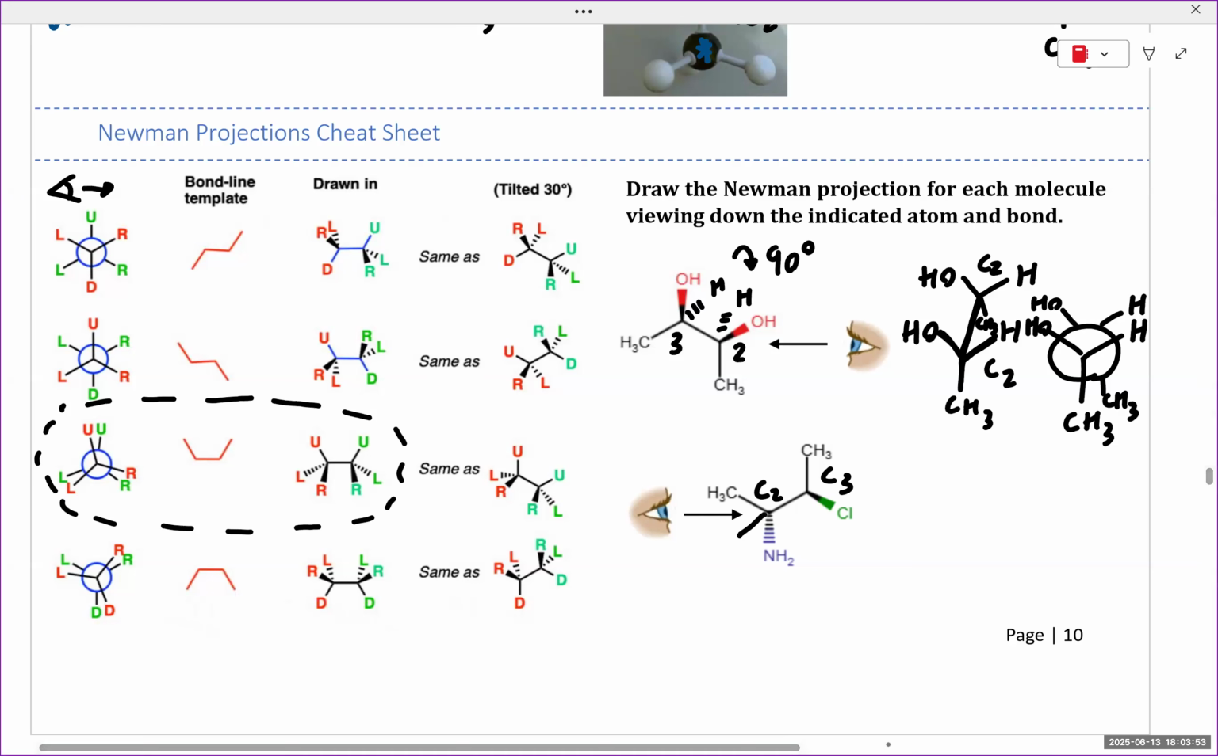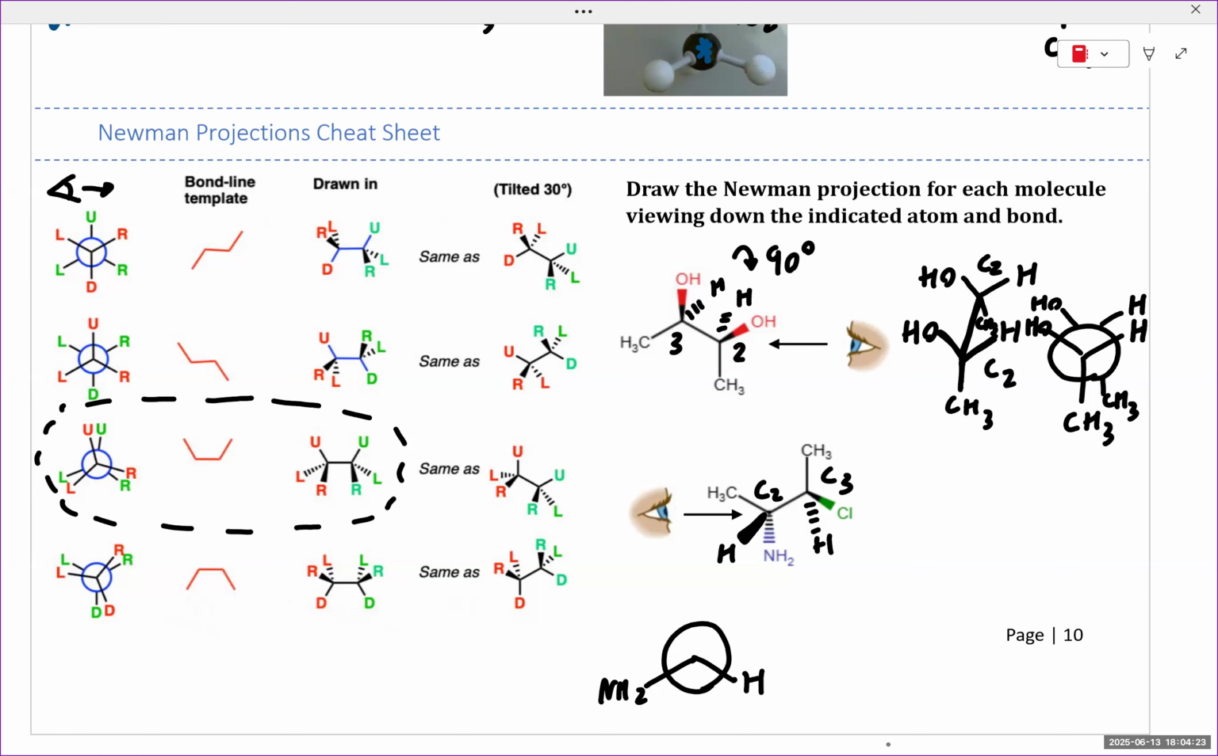So in this case, drawing out and adding the hydrogens here. If we're looking down C2, C3, if C2 is in front, everything with a wedge ends up on the right. So the hydrogen ends up on the right. The amine, which has a dash, ends up on the left. The methyl group, which is above the bond line, is pointing up. On the back carbon, the methyl group is also pointing up.